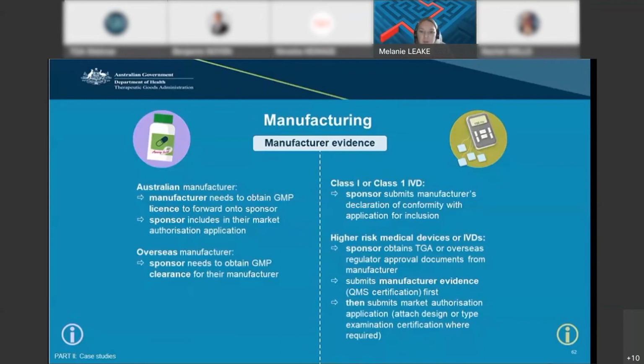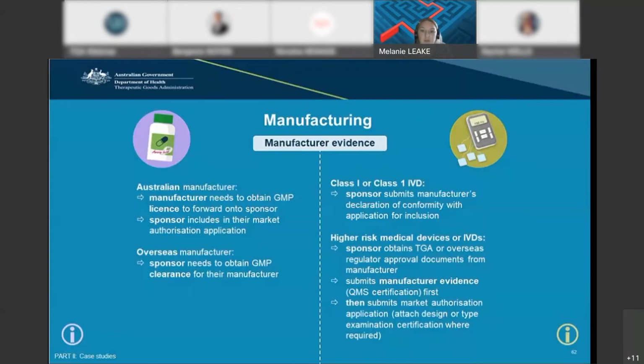For medicines and biologicals, if your manufacturer is located in Australia, then they'll need to obtain a GMP licence from TGA. They have to submit a GMP application to us with details about the manufacturing site. This may also involve an on-site inspection. After the inspection, the manufacturer then forwards the details of their GMP licence to the sponsor. The sponsor is considered responsible for ensuring their manufacturer has a GMP licence.